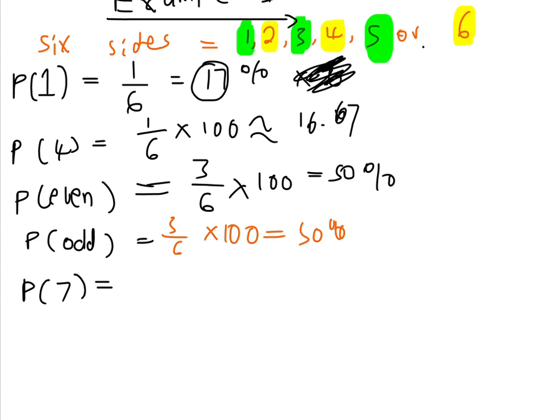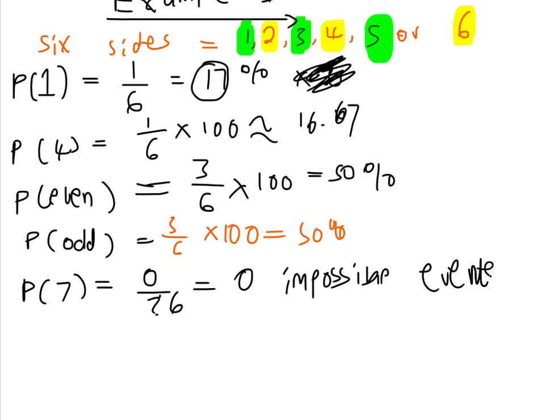Now, what about the probability of me getting a number that is 7 on a die? What is that? Do I have 7 on a die? No. So the number of possible events is 0 out of a total of what? Well, 6, right? We can't have 7 options out of 6. That evaluates to 0. It's an impossible event, right? So these are what we call impossible events.